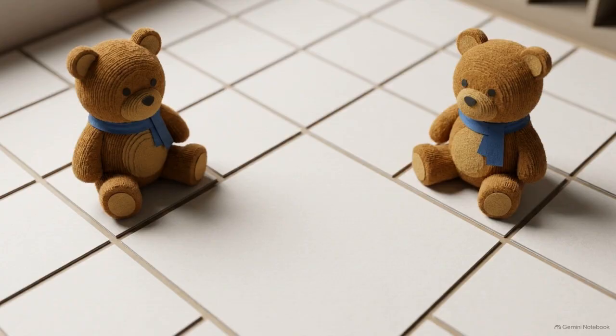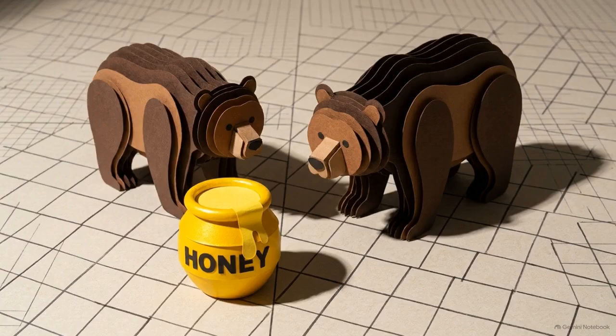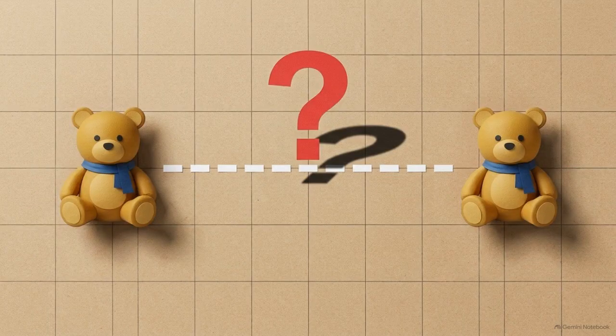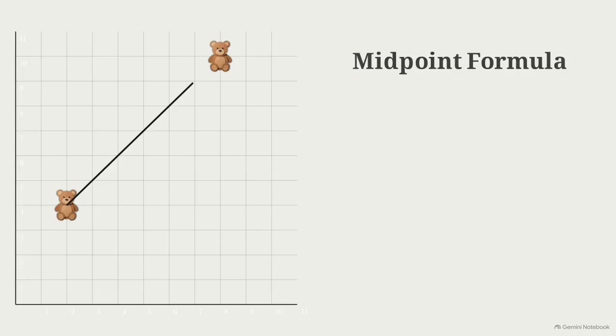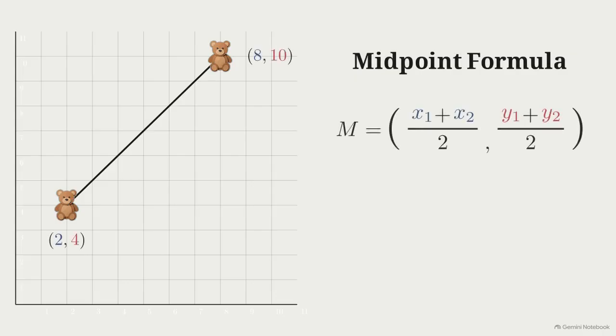Imagine 2 toy bears sitting on the floor. They have a pot of honey and they want to share it. We need a reliable rule to find the exact halfway spot between them, so neither bear has to walk further than the other. This animation shows our 2 toy bears. To find the precise middle, we use the midpoint theorem.